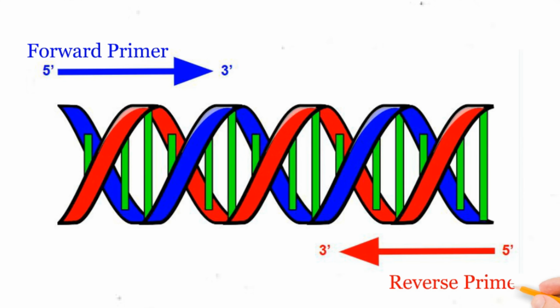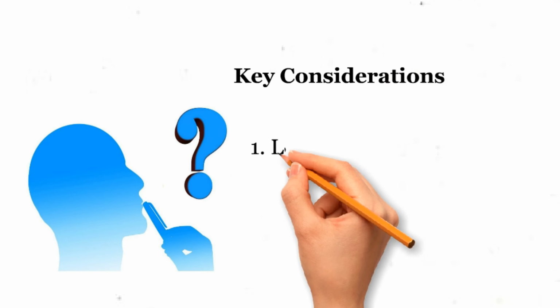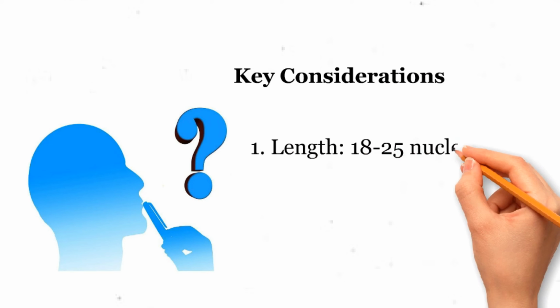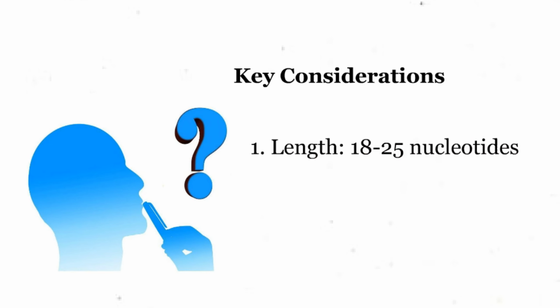When designing a primer, there are three main factors to keep in mind. First, the length of the primer, which is usually between 18 and 25 nucleotides. This ensures specificity to the target without unintended bindings.